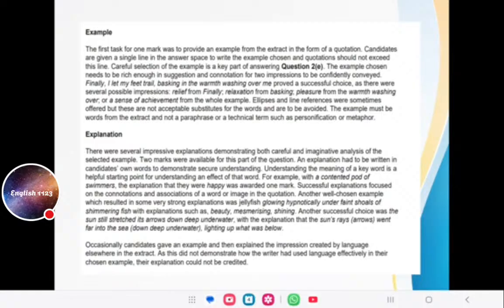So basically, when you have chosen an example, do not repeat the words of that example in your explanation. Do not repeat the words of the example in your explanation and explain it in your own words. If the word contented is used in the example, go for the word delight or happy instead of writing the word content here. So the example must be a copy from the text, and the explanation must be in your own words.